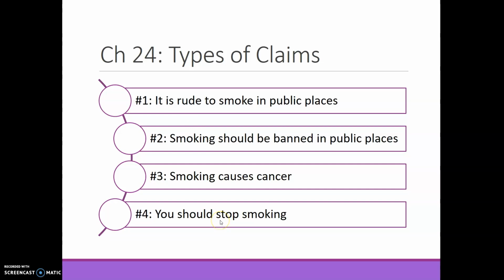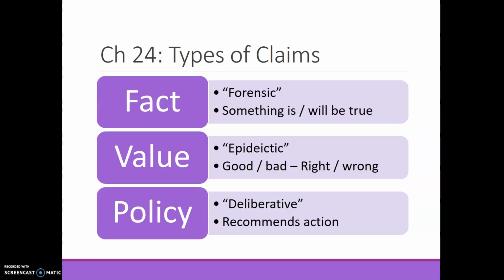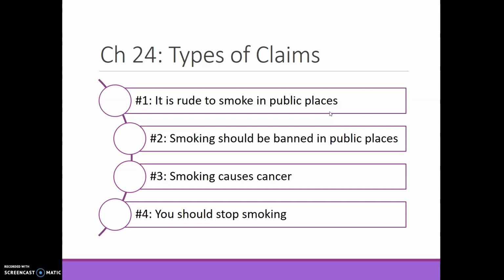And then this last one, you should stop smoking. What do you think that one is? It's a little bit more difficult, but anytime you're saying what somebody should or shouldn't do, you're making a claim of good or bad or right or wrong. So that's also value. And again, you have a worksheet on that, so it'll give you a little bit more practice, but you need to be thinking about these types of claims that you're going to make when you do your persuasive speeches. It's good to combine them, but you need to at least include one or two of these.